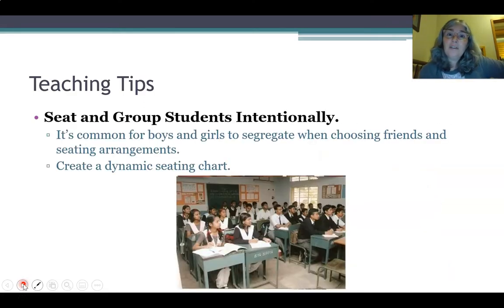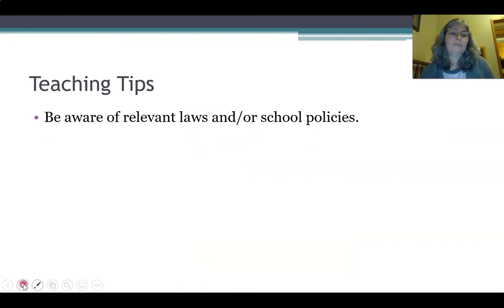When it comes to seating your students, be intentional. Don't just let students take any seat. Don't even just do alphabetical order. Really be thoughtful about where your students are seated and have it be in a way that's going to be helpful to all of your students. It is common for boys to sit together, girls to sit together, boys to choose boyfriends, girls to choose girlfriends. You're going to want to have a dynamic classroom. I even recommend perhaps once a month completely changing your seating so that people sit with different students and make different friends. But think about your seating chart in relation to how this can be helpful to your class.